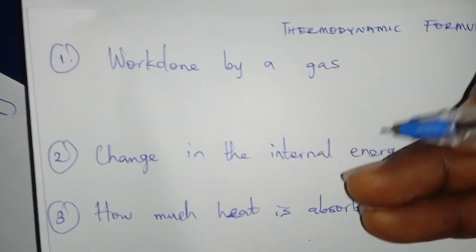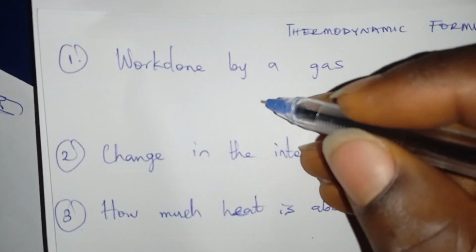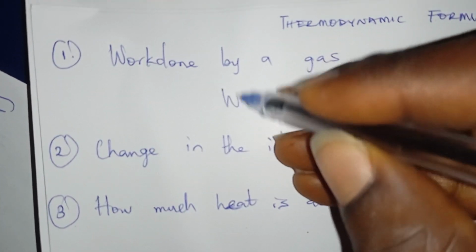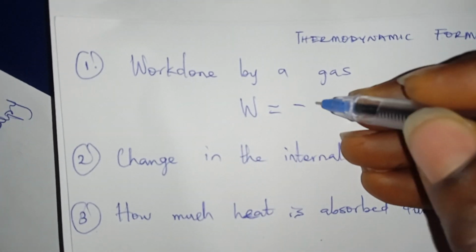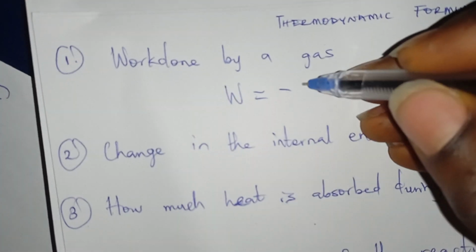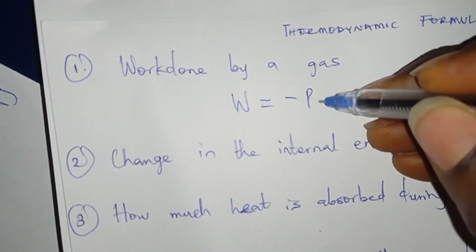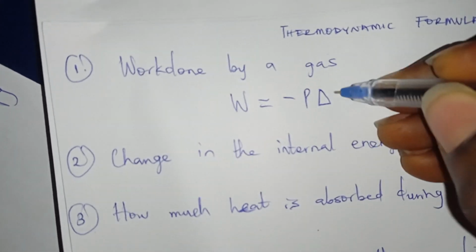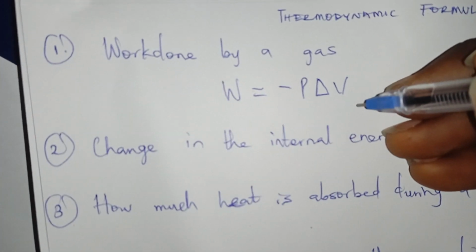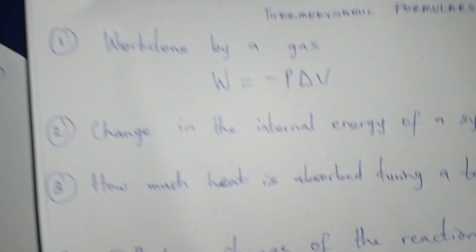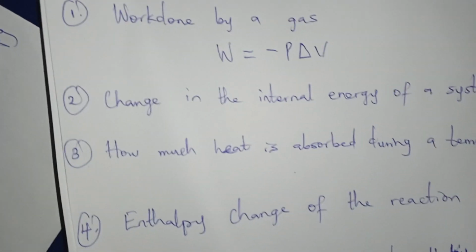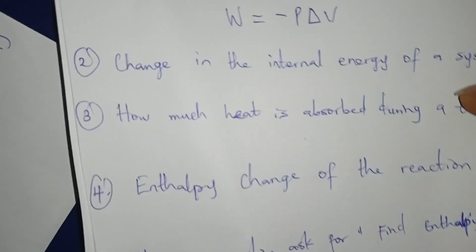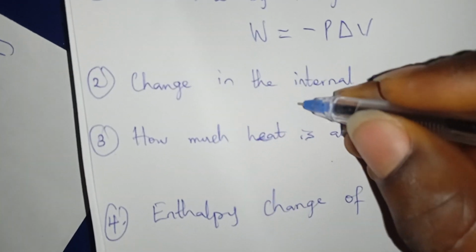So when a question asks you what is the work done by a gas, in this case you have pressure and volume. So this is the formula: minus pressure times change in volume. That's our formula.